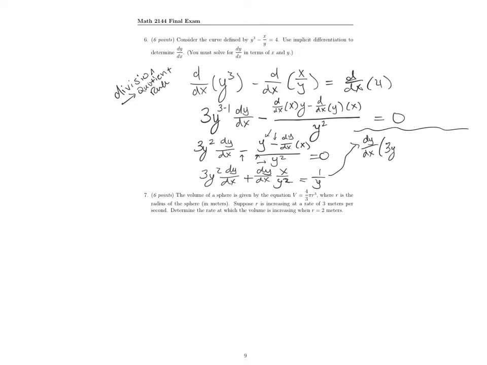we get 3y squared plus x over y squared, all times dy/dx, equals 1 over y. The last step is we can just divide through by that last term. So dy/dx is equal to 1 over y times 3y squared plus x over y squared. And that's all we have to do for this problem.